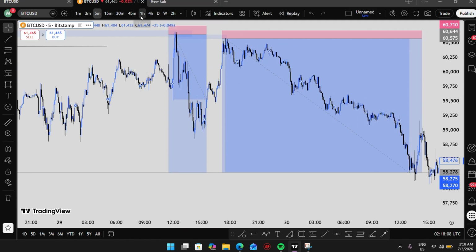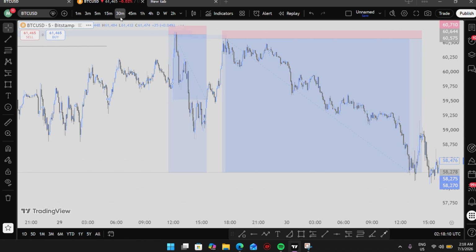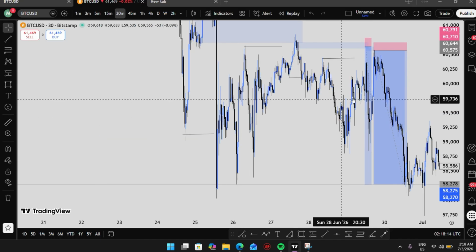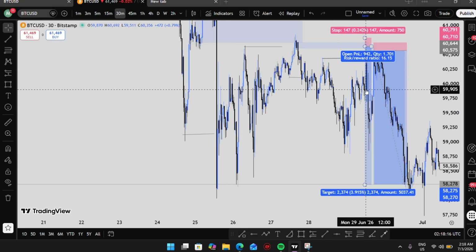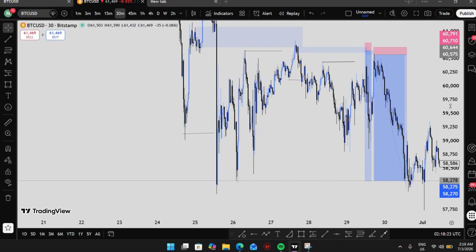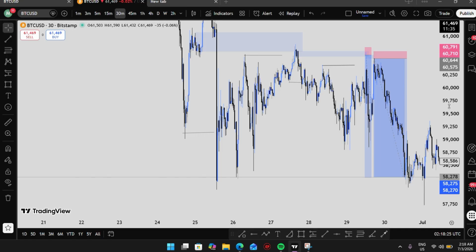So this is how you catch an A plus setup. I caught full take profit. The first is 1 into 16 RR, the second one is 1 into 17 RR. So I got full take profit here. As simple as that. Now what am I expecting on BTC?